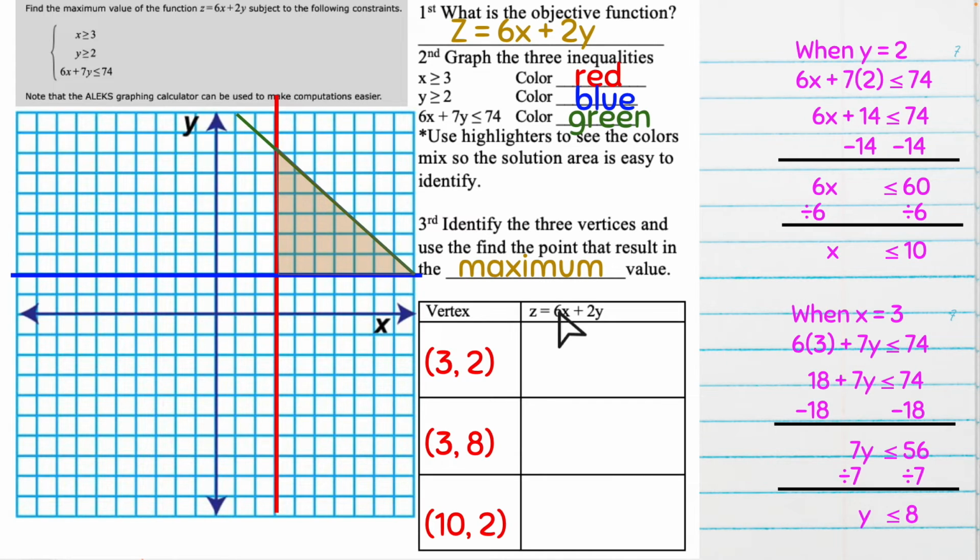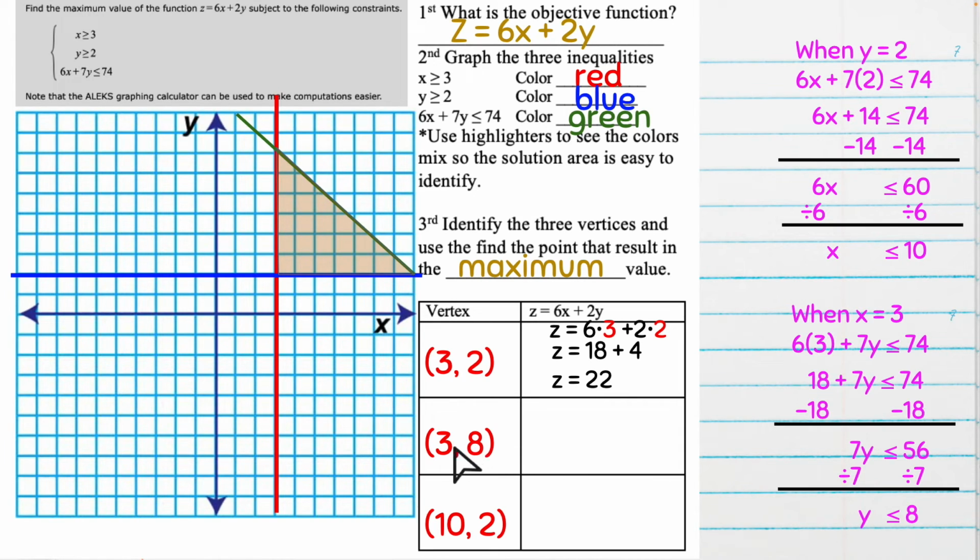So I have z equals 6x plus 2y, so instead of x, I'm going to put 3, instead of y, I'm going to put 2. So we can see that happening right here, and I'm going to multiply. So 6 times 3 is 18, 2 times 2 is 4, and I'm going to add 18 plus 4 is 22. So I can't answer the question yet because I have to do all three of these. If there's 4, I have to do 4. I have to do all of the vertices before I can answer the question, what is the minimum and the maximum?